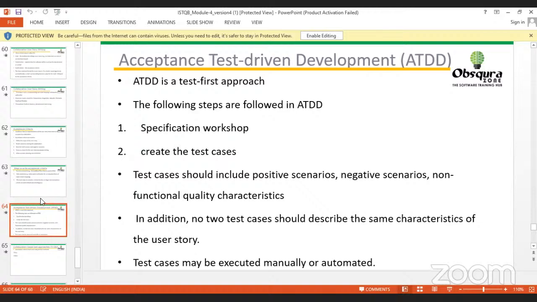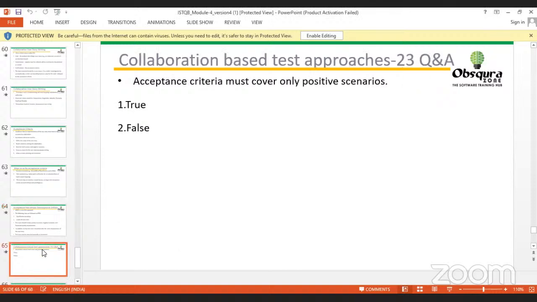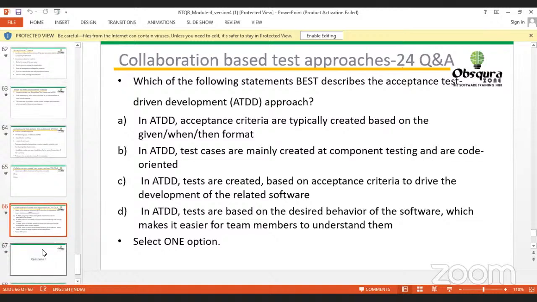Is it clear, Arya? Okay, thank you. Then the question is clear, right? Now, next final question. Which of the following statements best describes the acceptance test-driven development approach?